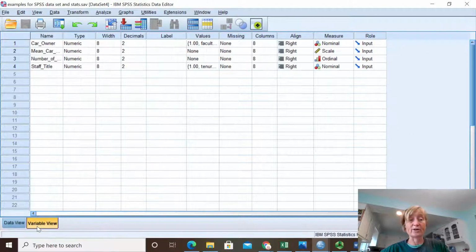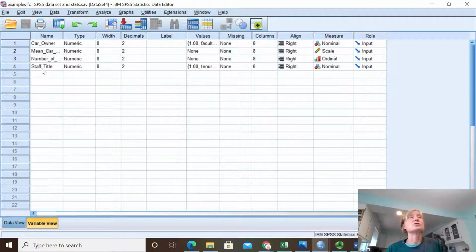So I'm going to show you my variable view and show you which data columns I've added. So in addition to car owner, whether the owner is a faculty, staff, or a student, and the mean car length, I've added a 3rd column of data called the number of children. And I only looked at the number of children for faculty and staff. And so this is an ordinal because you have somewhere between 1, 2, 3, 4, 5, 6, 7, 8 children. It could be nominal. I'm not sure what kind of measure that is actually.